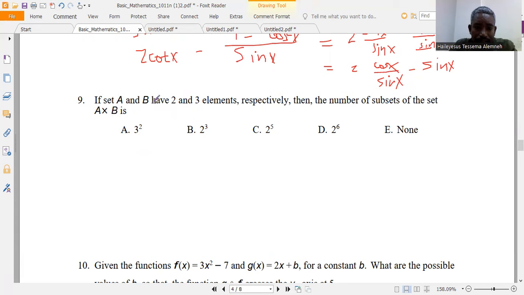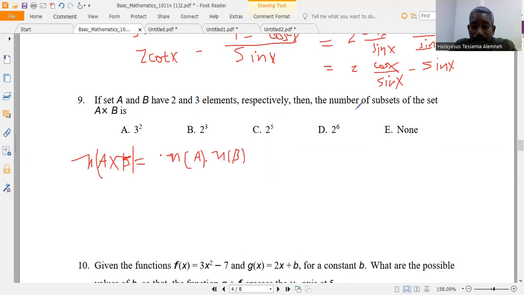If set A has 2 elements and set B has 3 elements respectively, then find the number of subsets of A cross B. If we have the number of elements in A and the number of elements in B, then the number of elements in A cross B is the number of elements in A times the number of elements in B. This is the number of elements in the Cartesian product of the sets A and B.